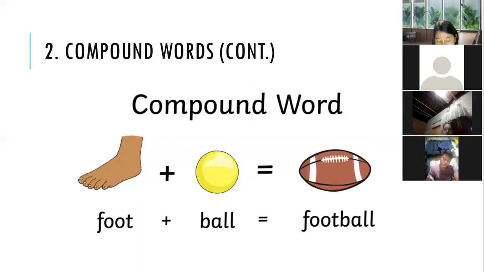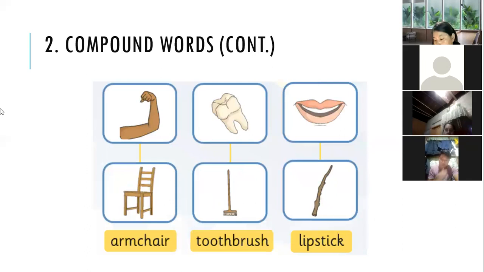Closed compound, right. How about this one: tooth and brush, lip and stick. Lipstick, right? We cannot separate that one, right? So, when combined, it becomes a new word. So we call this a compound word, right?